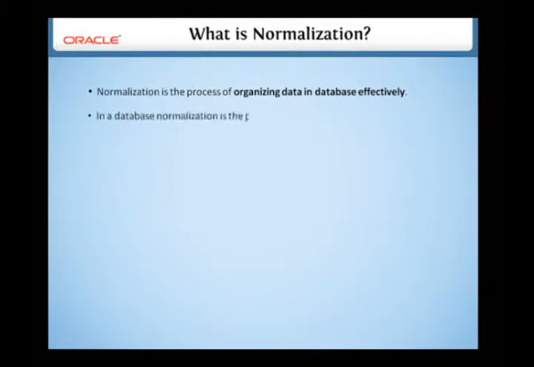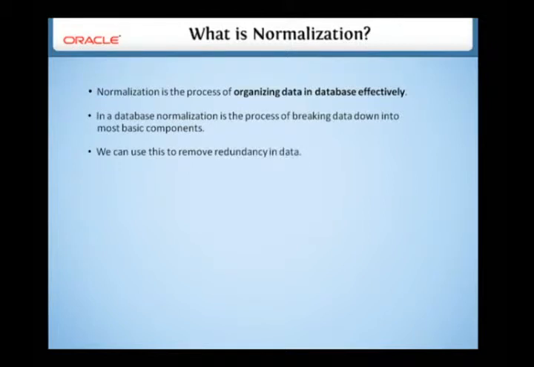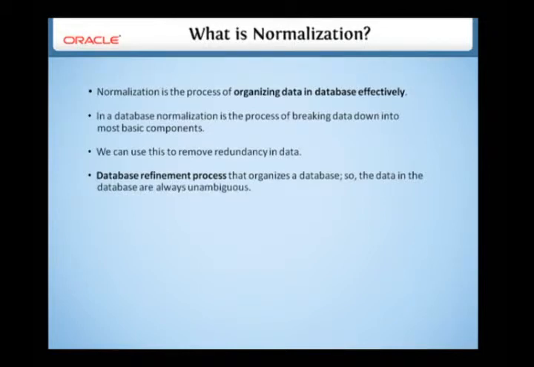In a database, normalization is the process of breaking data down into its most basic components. We can use this to remove redundancy in data. This process is a database refinement process that organizes a database, so the data in the database is always unambiguous. Let's see the main goal of normalization in a database.